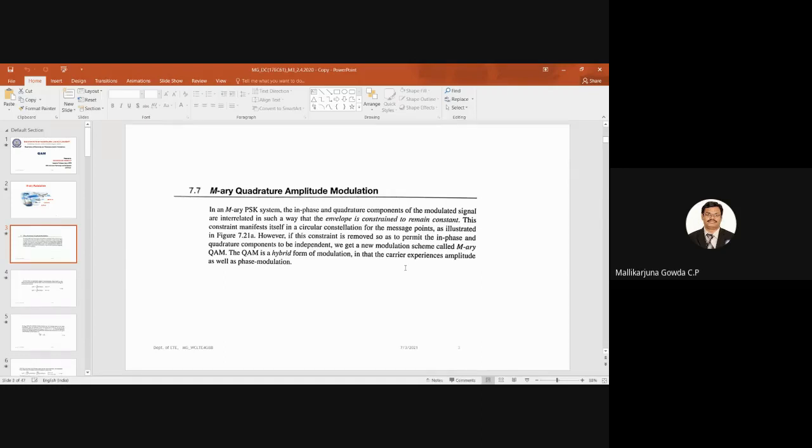But in case of quadrature amplitude modulation, the carrier experiences both amplitude and phase variations. So that is why it is called quadrature amplitude modulation. And it is known as a hybrid form of modulation because two parameters of the carrier are varied. Is that fine? At least you will be able to define what is QAM.